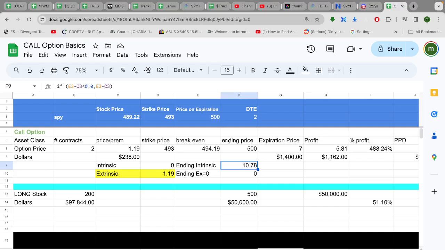So I will fix this ending intrinsic. And I'll be back tomorrow, depending on what the market does, we'll have another update tomorrow. Tomorrow's Friday, so we'll kind of have an end of week wrap up, and we'll look at our trades, and we'll look at the spreadsheet and stuff.